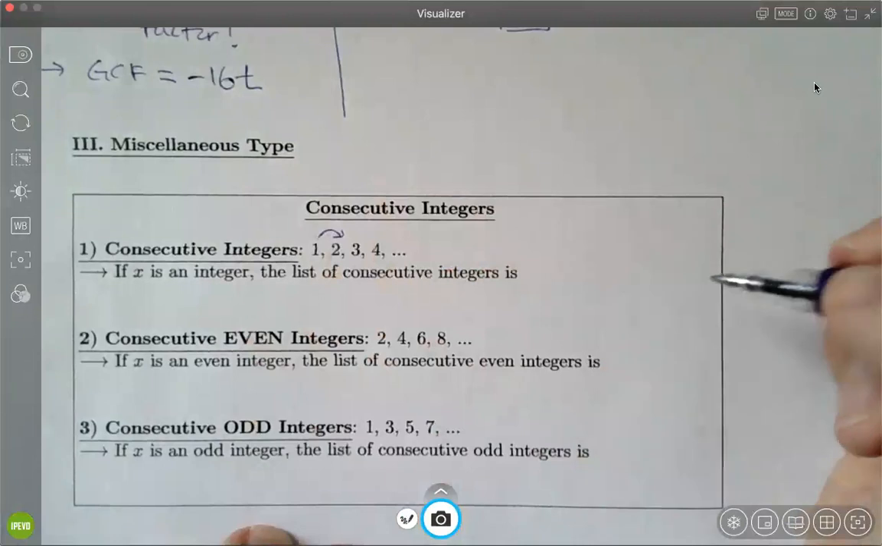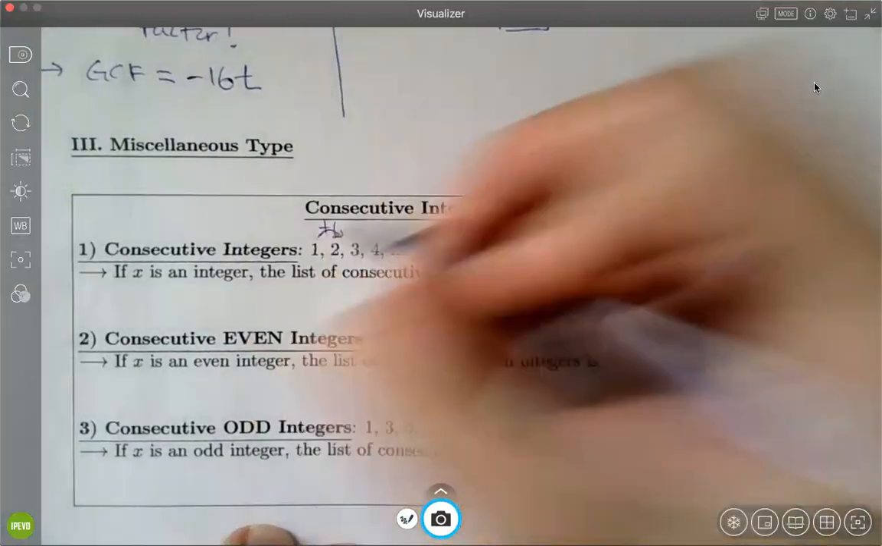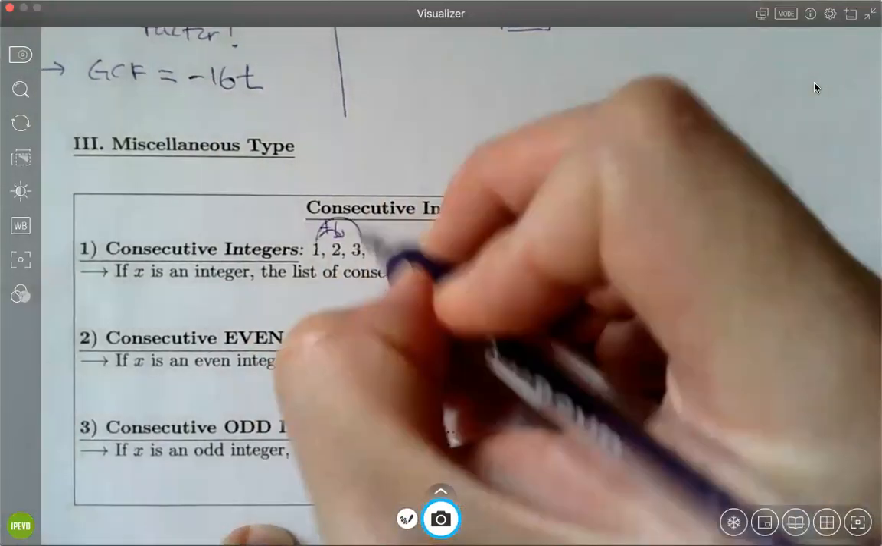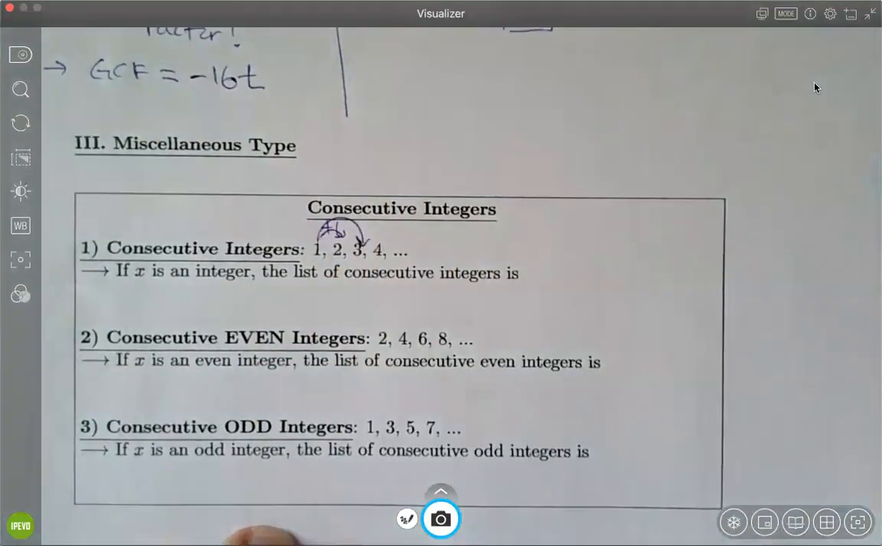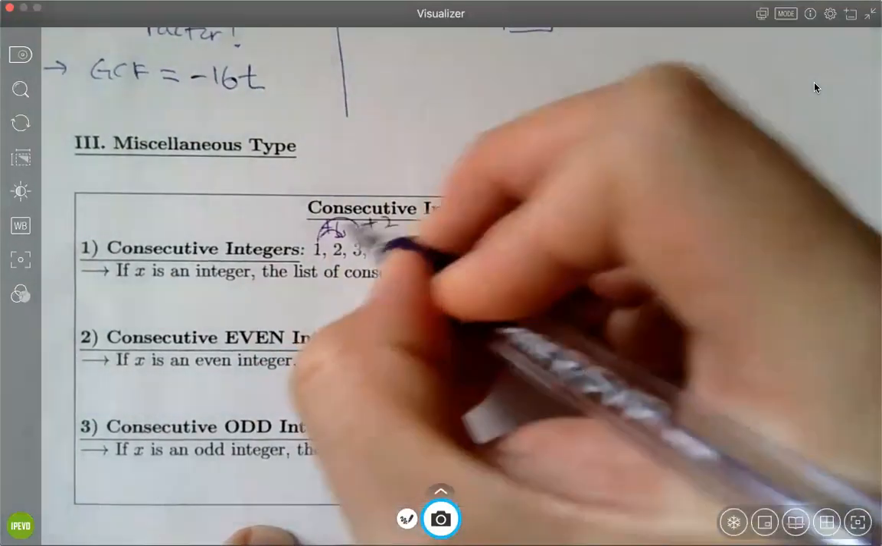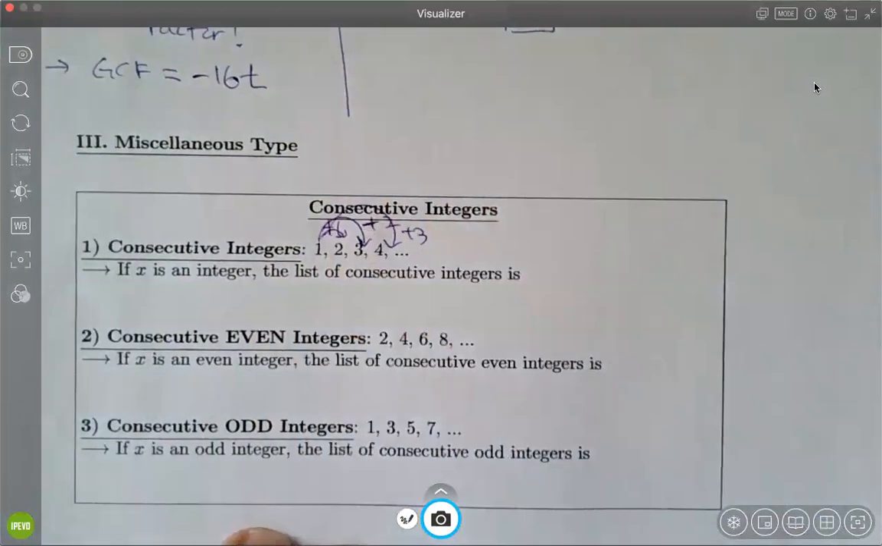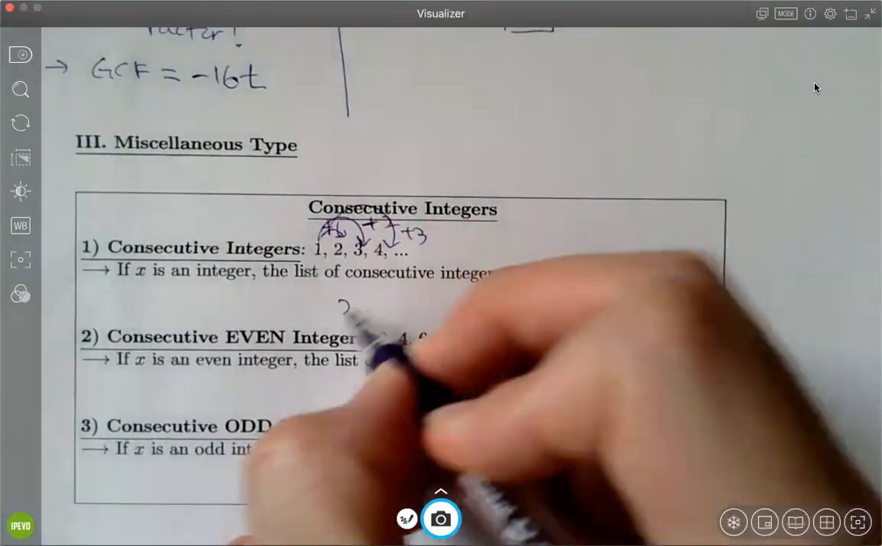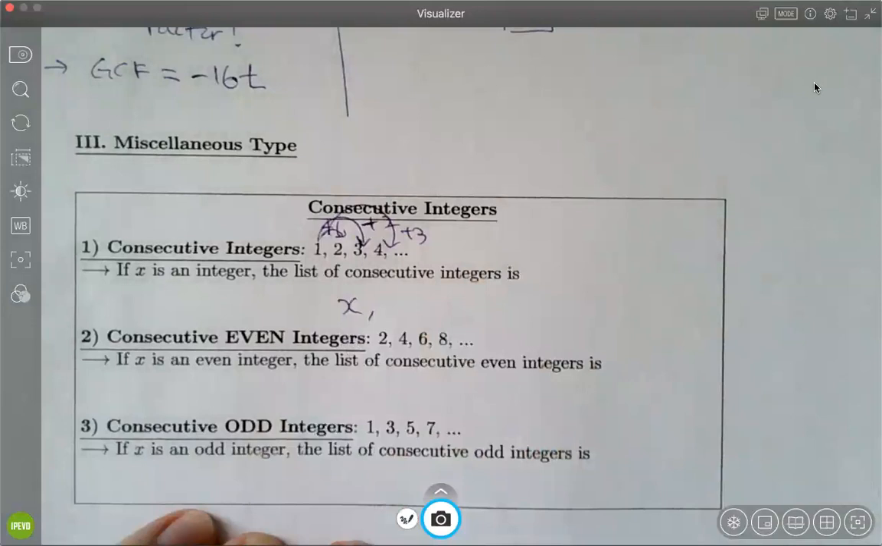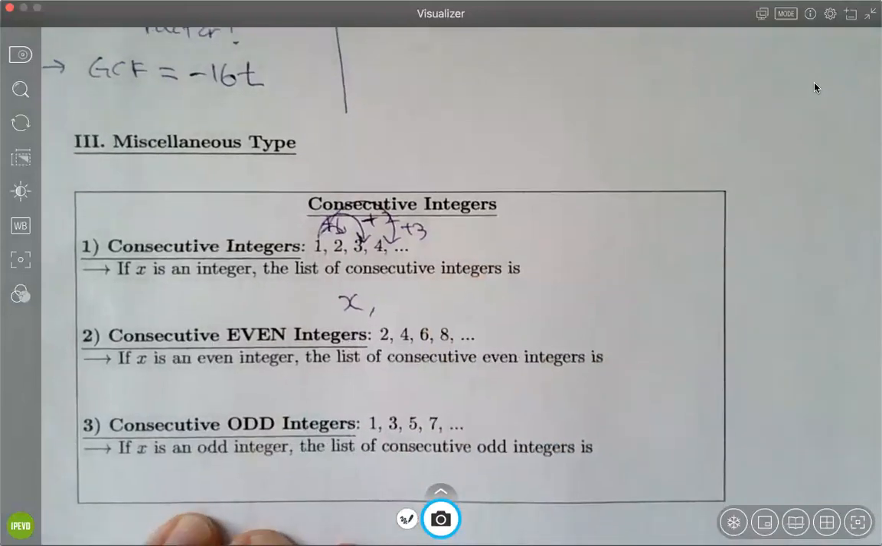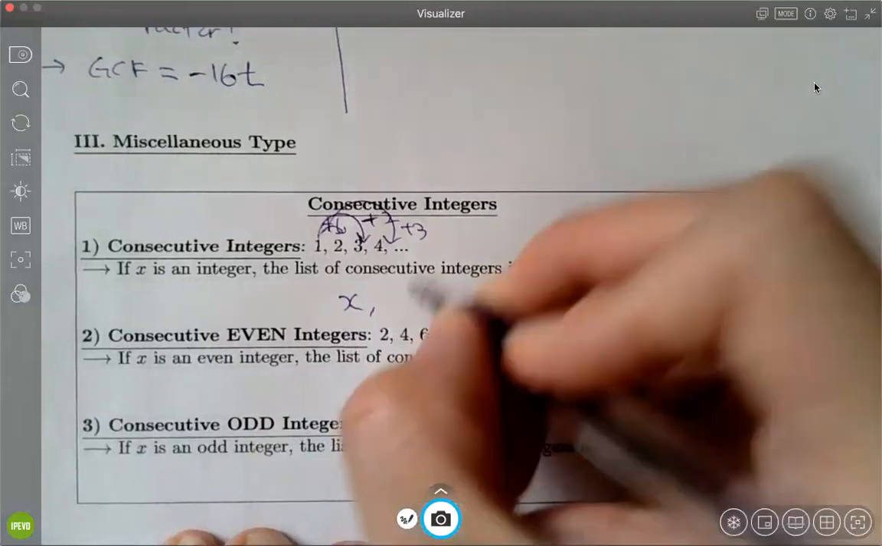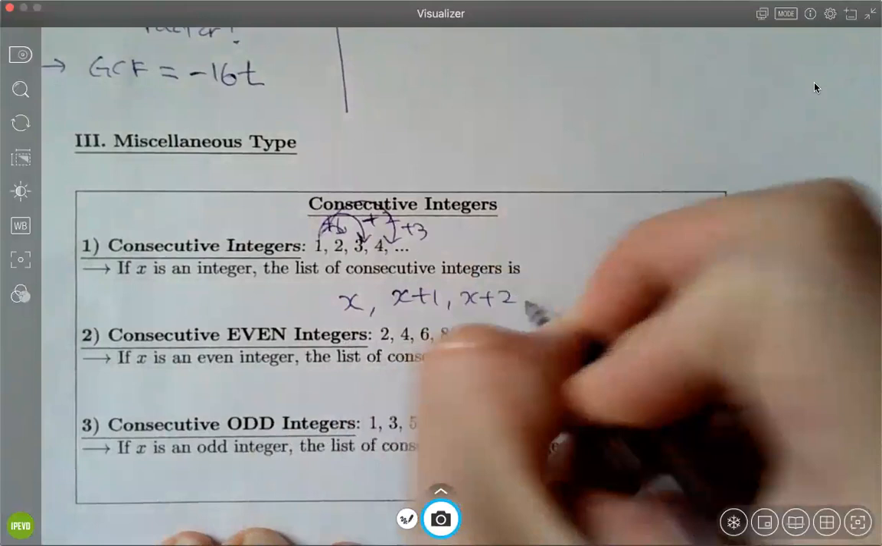Yeah, add 1, right? How do you get 3 from 1? Add 2. And then add 3 to get 4, right? So now, let's say you start from x. What is the next integer after x? x plus 1, yes. And then x plus 2 and so on, right?